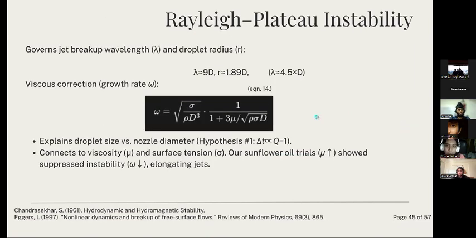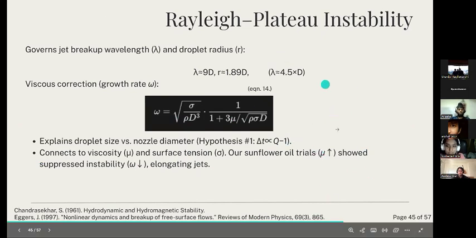Let's now talk about my Rayleigh-Plateau instability. It governs the jet breakup wavelength and the droplet radius. It also shows my viscous correction on my growth rate omega, which can be calculated using this formula. I haven't really gone into the depth of this, but it does explain the droplet size versus the nozzle diameter hypothesis, which is my first one, and it connects to viscosity and the surface tension. Our sunflower oil trials, which have a higher viscosity, showed suppressed instability, elongating my jets.